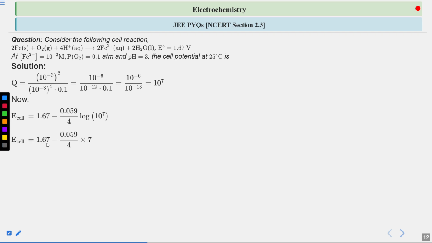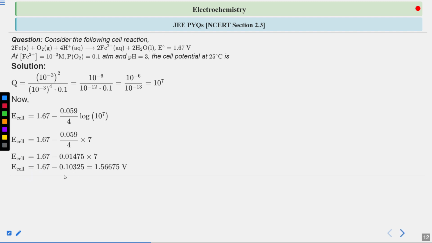So this will become 1.67 minus 0.059 by 4 multiplied by 7. You just have to now solve this. So 1.67 minus 0.01475 multiplied by 7 equals the overall potential of the cell. When you simplify it more, it will be 1.67 minus 0.10325. This will be equal to 1.56675 volt. So this is the overall cell potential value for the given cell. Hence this will be the answer.